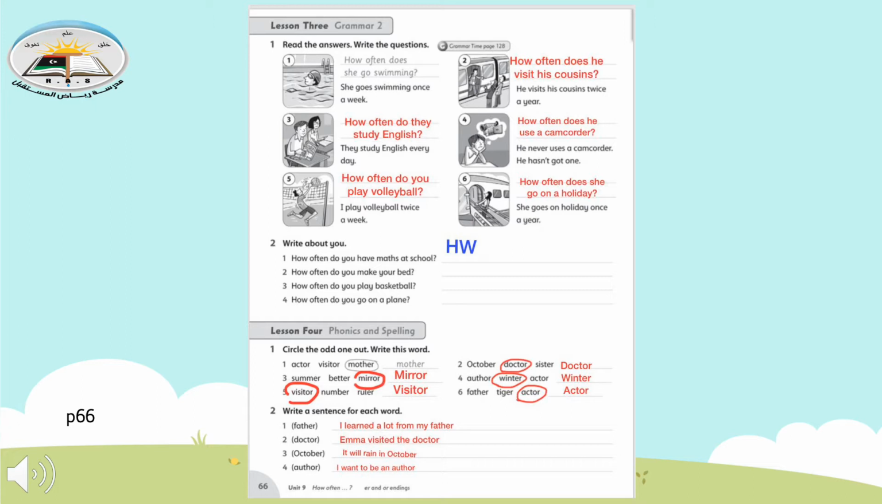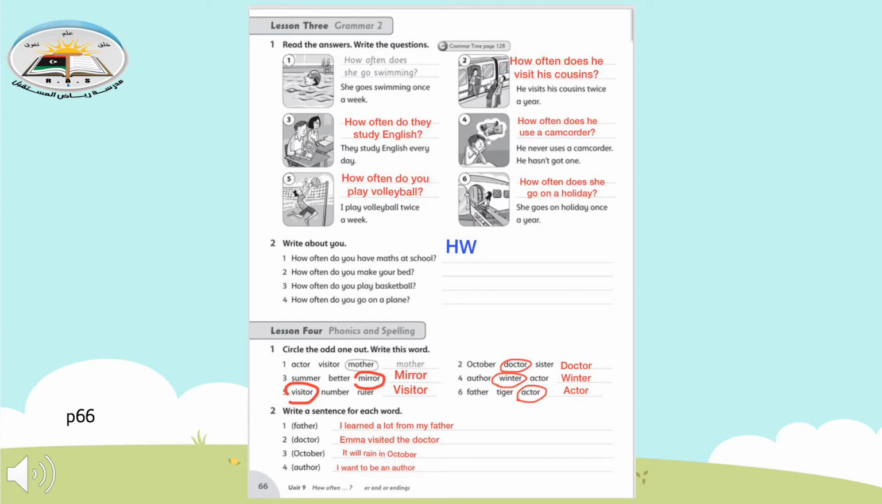Number 5. We have the answer. I play volleyball twice a week. The question should be, how often do you play volleyball? Number 6. We have the answer. She goes on a holiday once a year. The question should be, how often does she go on a holiday?